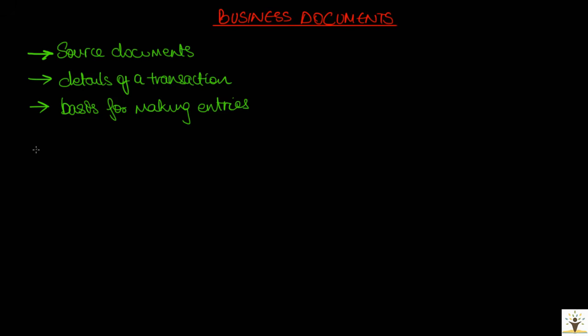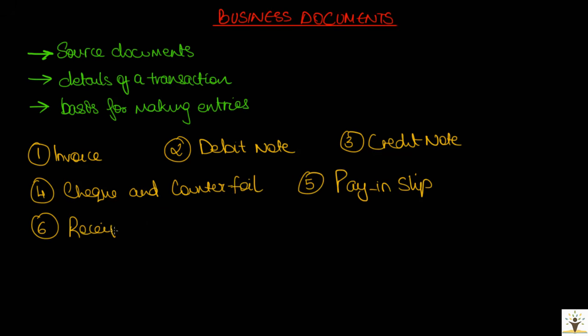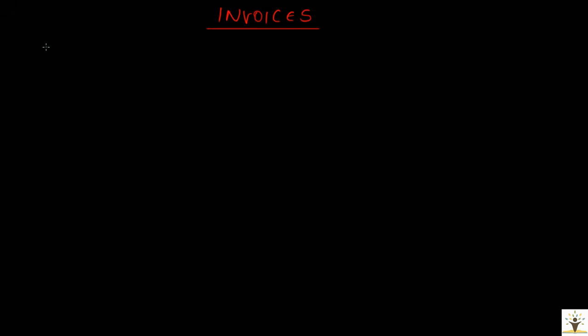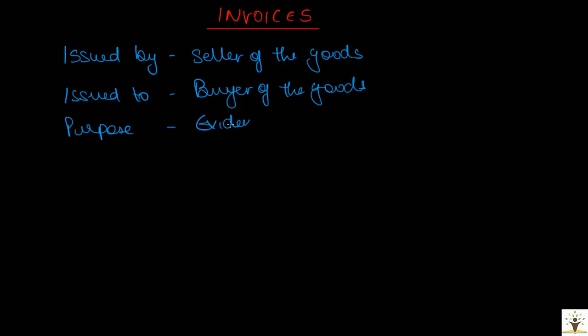Some of the important source documents in the syllabus are Invoice, Debit Note, Credit Note, Cheque and Cheque Counterfoil, Pay-in Slips, Receipt, and Statement of Account. So let's start with the first business document, which is the invoice. Invoice is a document issued by the seller to the buyer as evidence of goods sold. So invoice is an important business document for both the seller and the buyer.